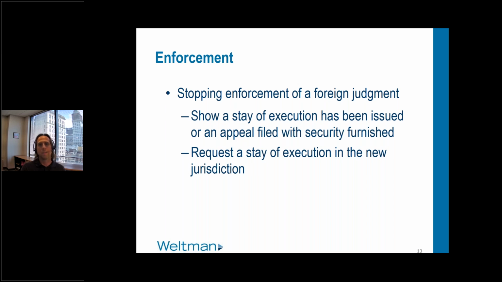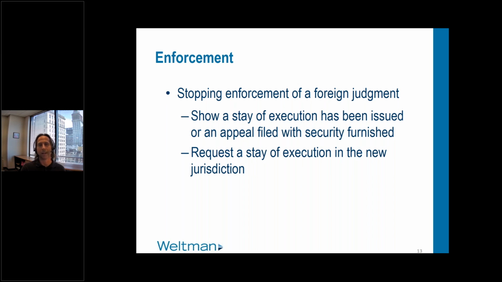So what are they? Well, the debtor can show that there's already been a stay of execution issued in the original court, or that they filed an appeal in the original court. On top of that, they've got to show that security has been furnished, meaning a bond has been posted or something to cover payment of the judgment. A lot of times that hasn't been done, so it's rare that we see a stay of execution issued in the original jurisdiction.